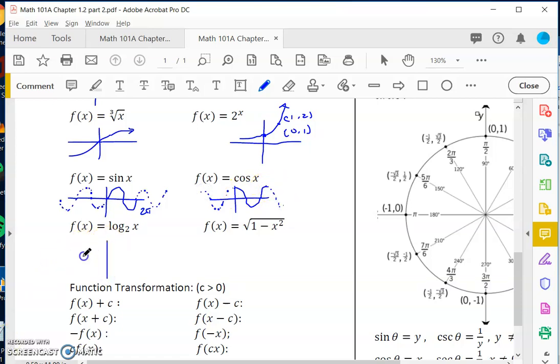The log base 2 of x function is the inverse of the exponential function, so it graphs like this. Instead of (0, 1) now, it has (1, 0).